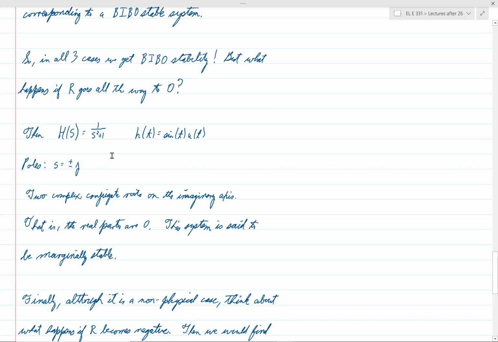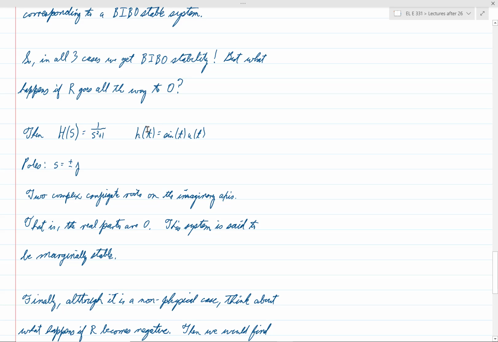And what's interesting is that if we look at the poles of this transfer function, they are plus and minus j. They no longer have a positive real part. In fact, the real part is 0. These two poles are on the imaginary axis. So when we were getting poles with negative real parts, we had BIBO stability. When we get these poles that are on the imaginary axis, we don't have BIBO stability.